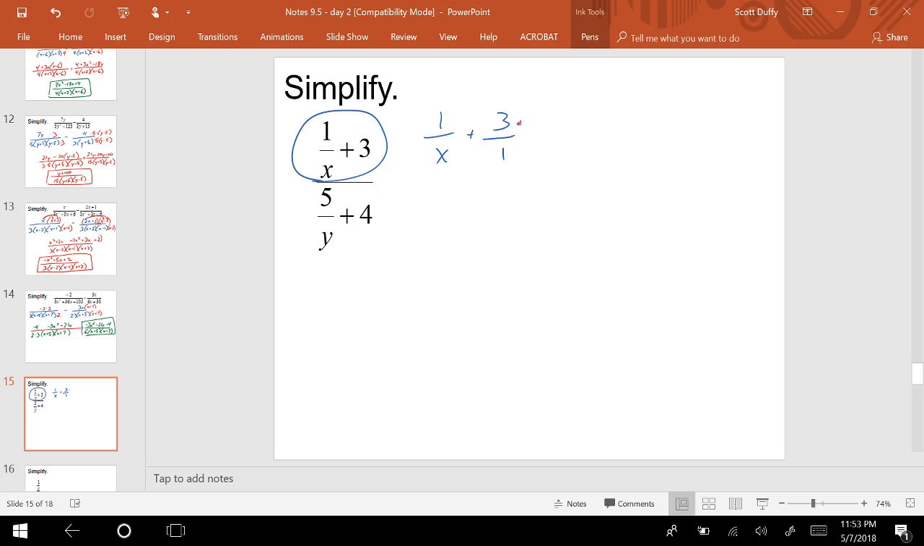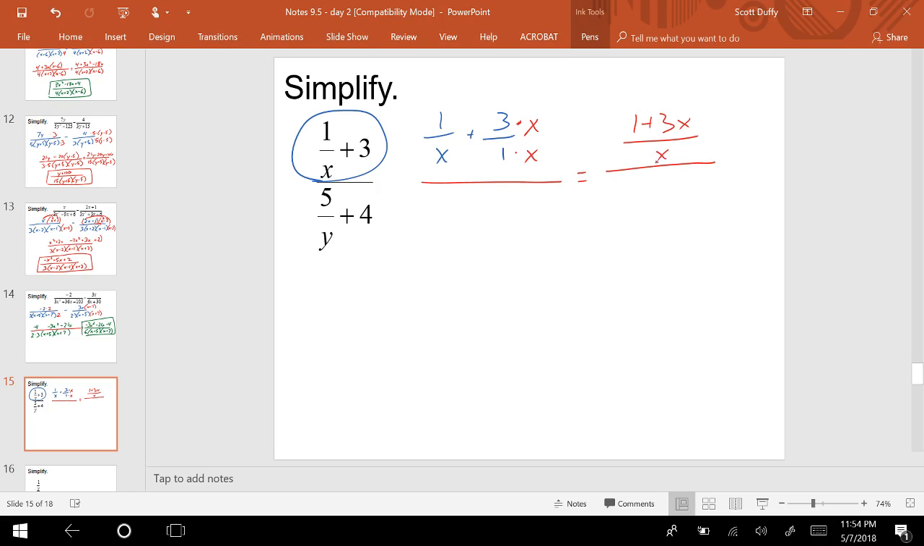So I can multiply both the top and the bottom by x. Then you say to yourself, okay, what does the denominator on the right have that the denominator on the left doesn't? Well, they both have a 1. You multiply anything by 1 as itself. So I'm going to simplify the top here. I'll have 1 plus 3 times x all over the denominator of 1 times x, which is x.